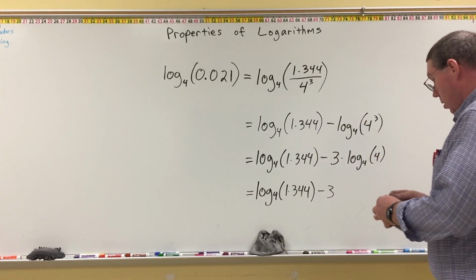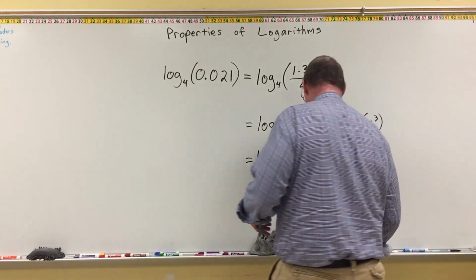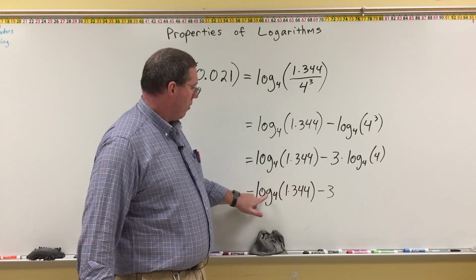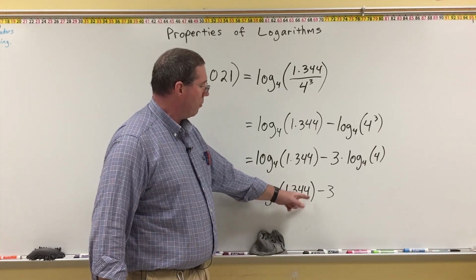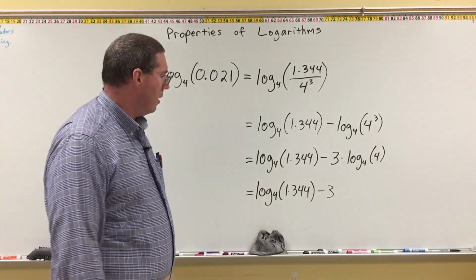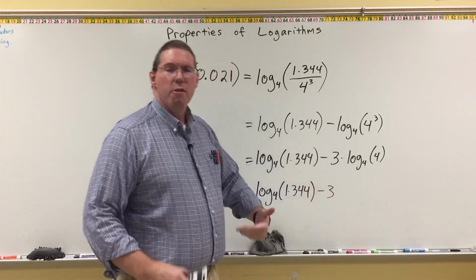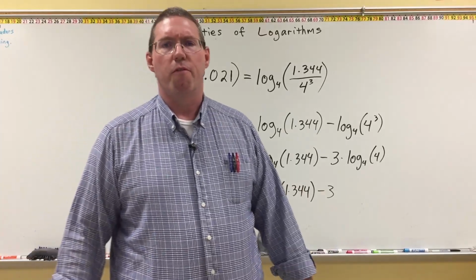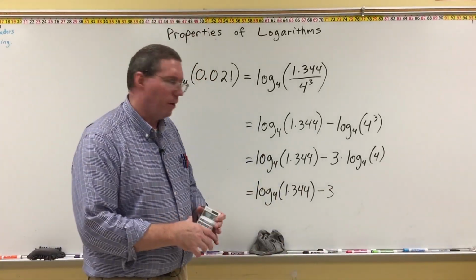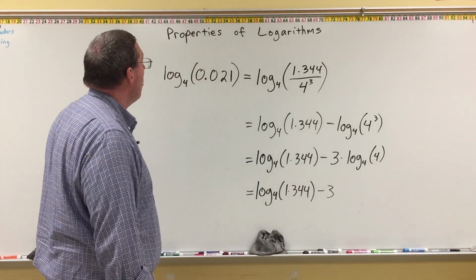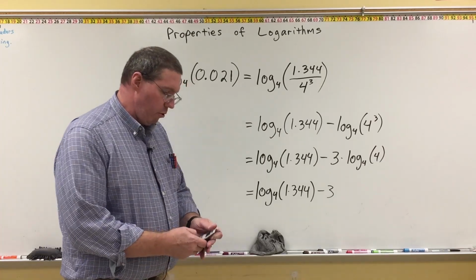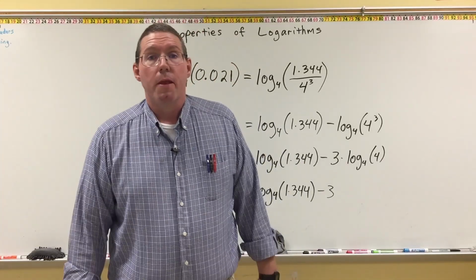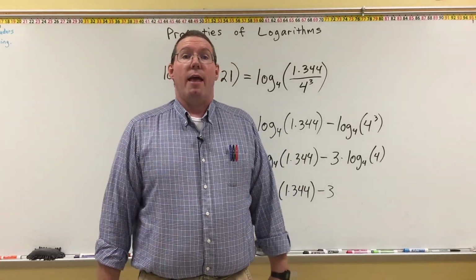And now we have a final answer, right? And we know that this logarithm, 4 to some power equals 1.344. It's somewhere between 0 and 1. It's a decimal. Minus 3, so the answer is something like negative 2.46 and something, or negative 2.7 something, or whatever, okay? All right, that's all I need you to be able to do. That's it for manipulating logarithmic expressions. And let me know if you have any questions.